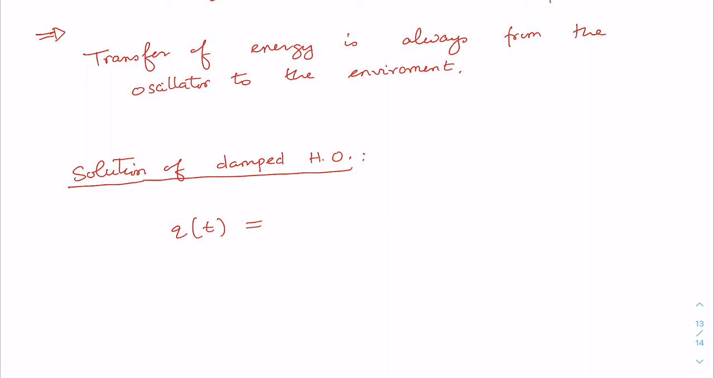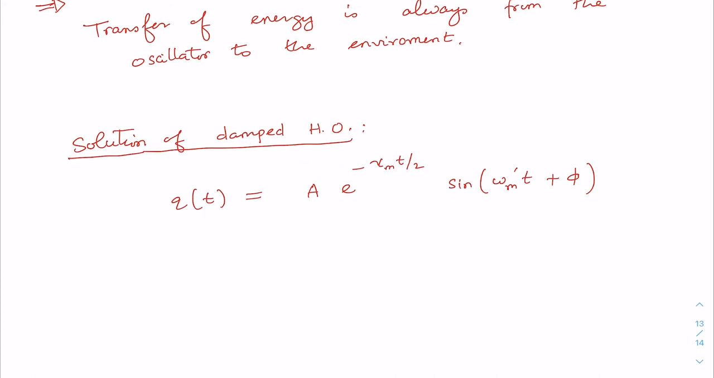If you put this solution in, you can check that it satisfies the damped harmonic oscillator equation. So the solution is like this: q of t is equal to some constant, the amplitude a, e to the power minus gamma m t by 2, times sine of omega m dash t plus a constant, which is the phase of the oscillator. Omega m dash is the shifted frequency, and because of dissipation, omega m dash is equal to the square root of omega m square minus gamma m square by 4. By this you see the amplitude of the oscillator is decreasing as time goes on. So this solution says that for any initial conditions, the displacement of the oscillator eventually decays to zero.